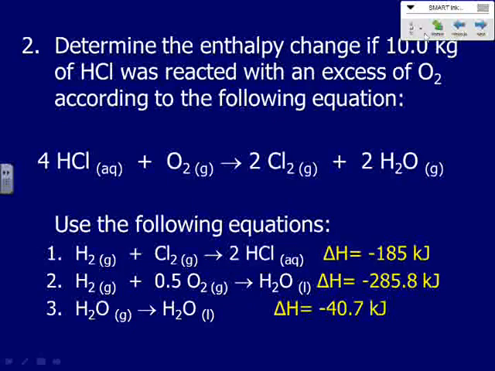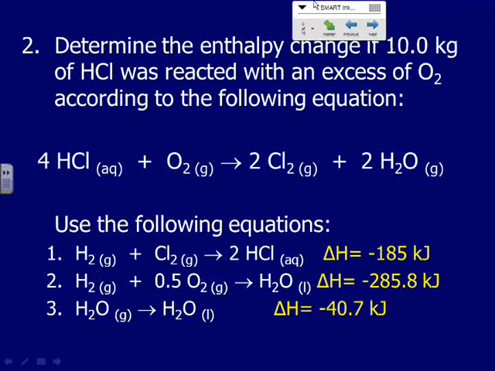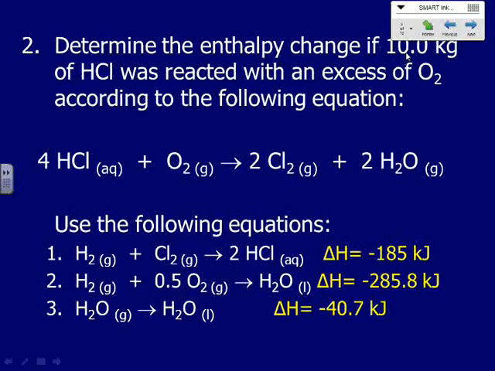Okay, let's do one more example here. So determine the enthalpy change if 10 kilograms of HCl was reacted with an excess of O2 according to the following reaction. Now this time we're dealing with a number like 10 kilograms, and we will deal with that at the end. And ultimately though, we need to get how many kilojoules, right? What's the delta H for this reaction? That's going to be Hess's law. And then we have to do a little add-on calculation at the end to figure out how much 10 kilograms is going to produce.